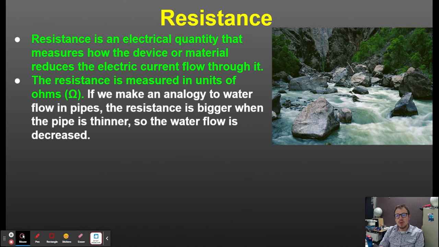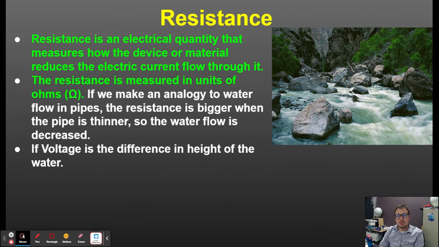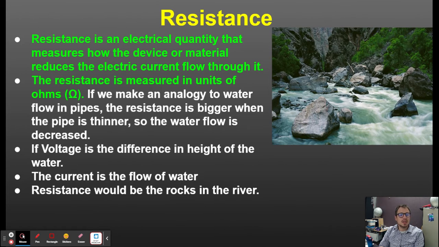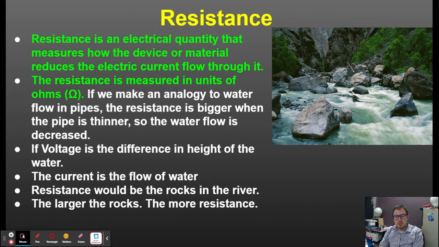We make an analogy to water flow in pipes. The resistance is bigger when the pipe is thinner, so water flow decreases. Voltage is the difference of height of the water. Current is the flow of water, right? Resistance would be like rocks in a river. So you've got to think like current would be how much water is flowing. Voltage would be the height of that reservoir of water, and with resistance, if you have larger rocks, that will slow the current down more.